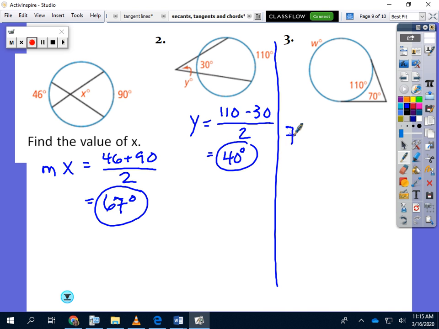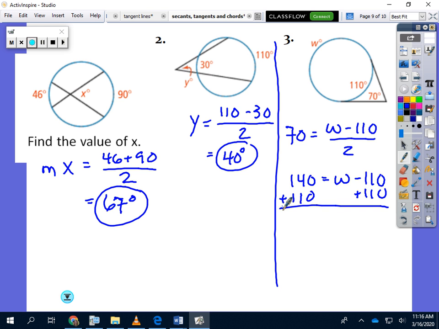So 70 is going to be W minus 110 divided by 2. Multiply both sides by 2, and you get 140 equals W minus 110. Add 110. Add 110. And you get 250. W is 250.